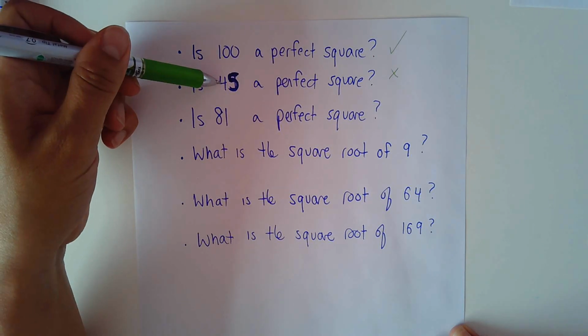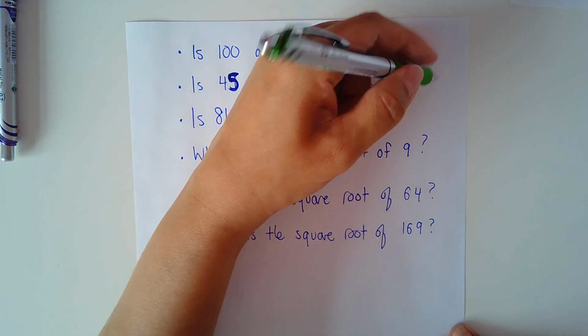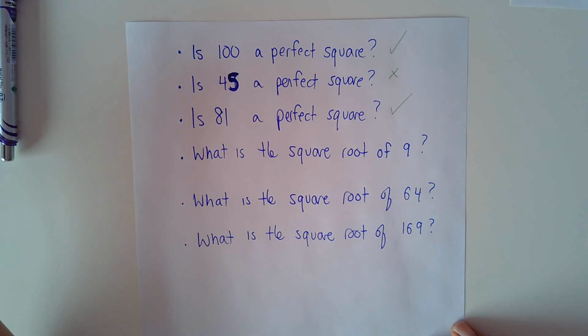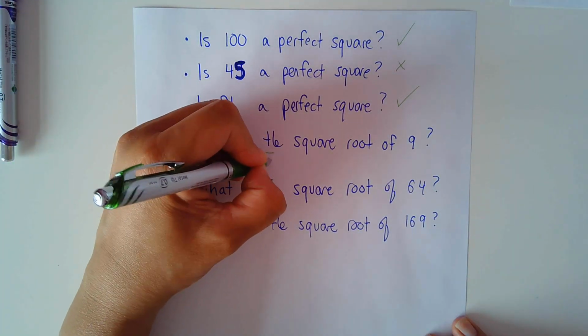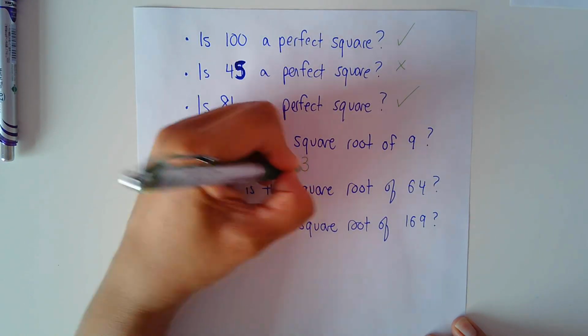What is the perfect square closest to 45? So it's 49. Is 81 a perfect square? Yes, it is. And then what's the square root of 9? We know it to be 3.